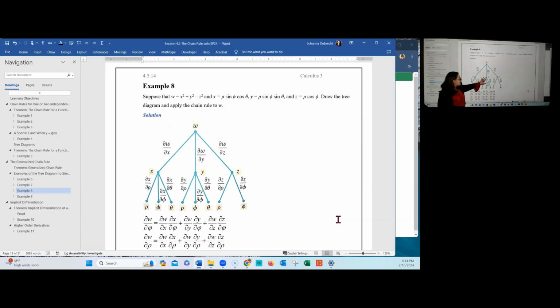You can see the tree diagram here, though it may not be in your notes. And you can see the chain rule at the bottom in order to find the partial derivatives of W with respect to rho, phi, and theta. Notice that this time, while X and Y are both functions of three independent variables, rho, phi, and theta, Z is a function of only two independent variables, rho and phi. Go ahead and pause the video and work this one out, then turn it back on so we can compare our results.